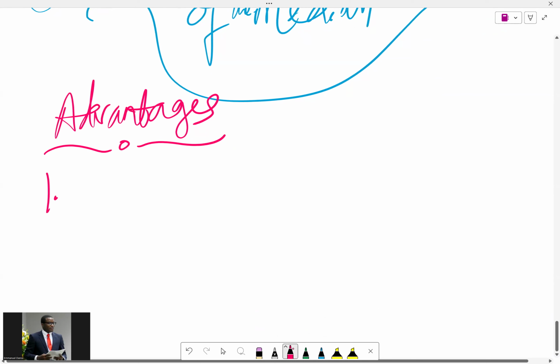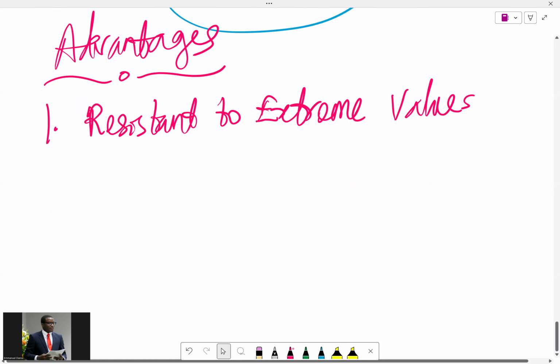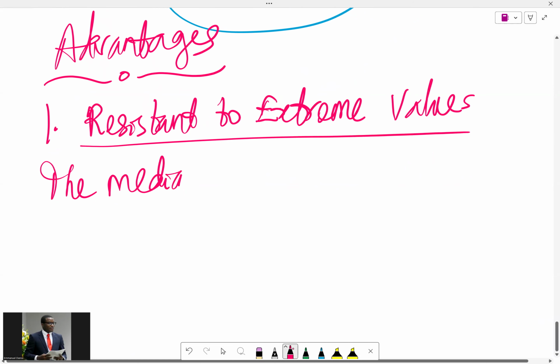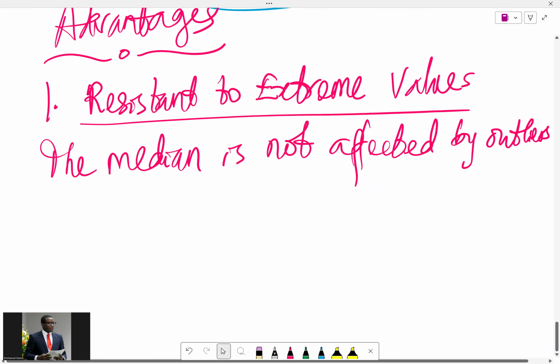Okay. So the first advantage is that it is resistant to extreme values, because the median is just the number lying in the center, basically. So it doesn't matter about the extreme values. That's a nice advantage. And that means that the median is not affected by outliers. But you remember the mean is affected by outliers. So the median is not affected by outliers or extreme values.